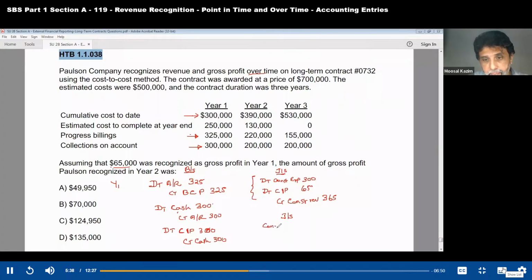Construction revenue, 365. Construction expense, 300. And the profit is automatically coming to 65. Any overheads also would be accounted.